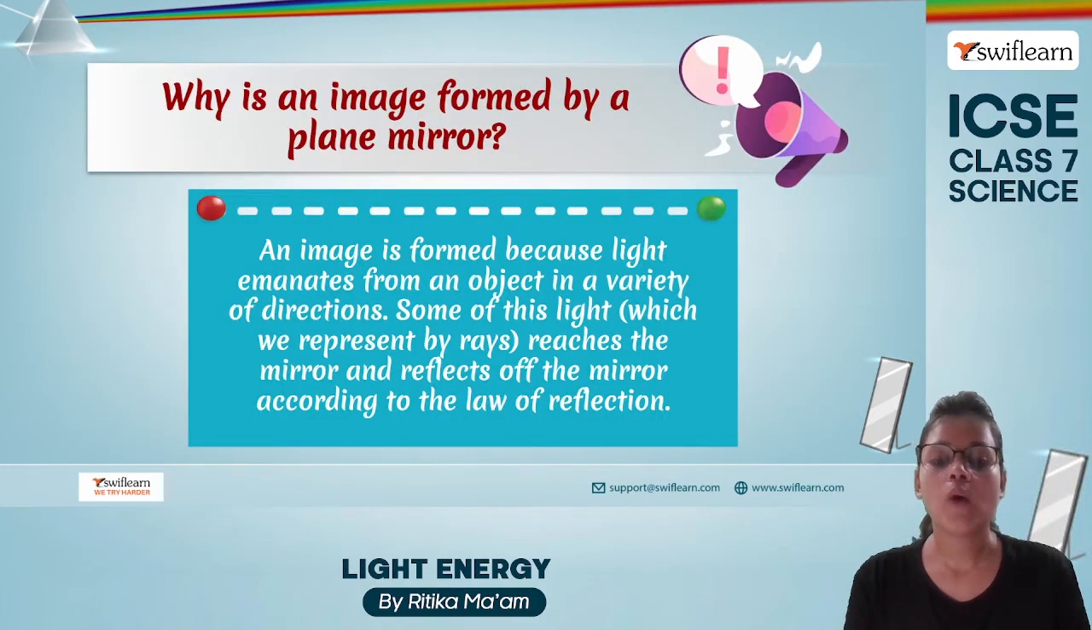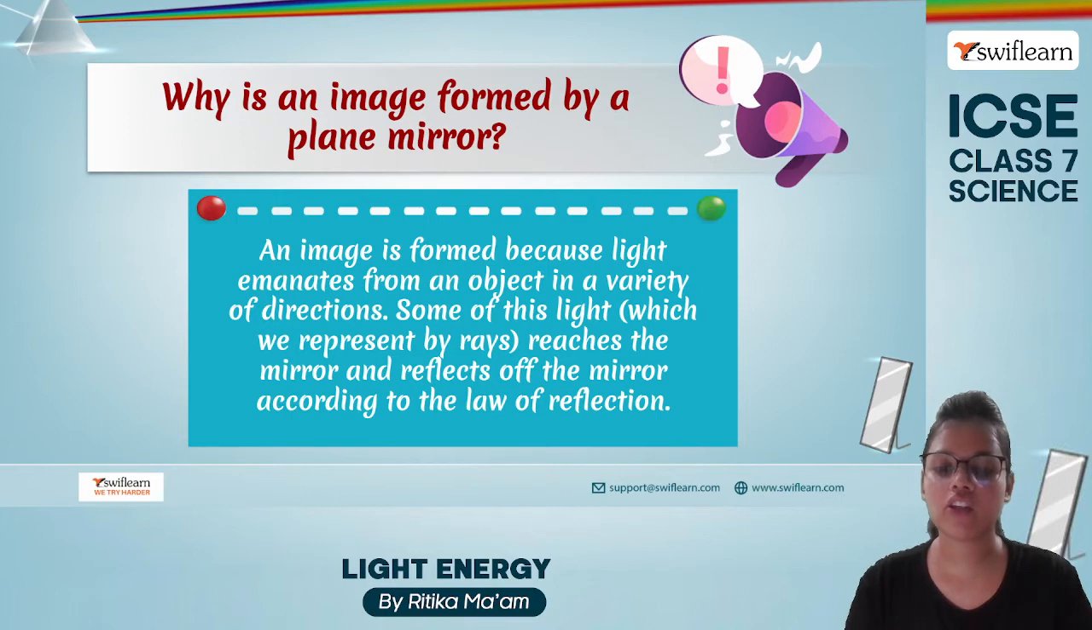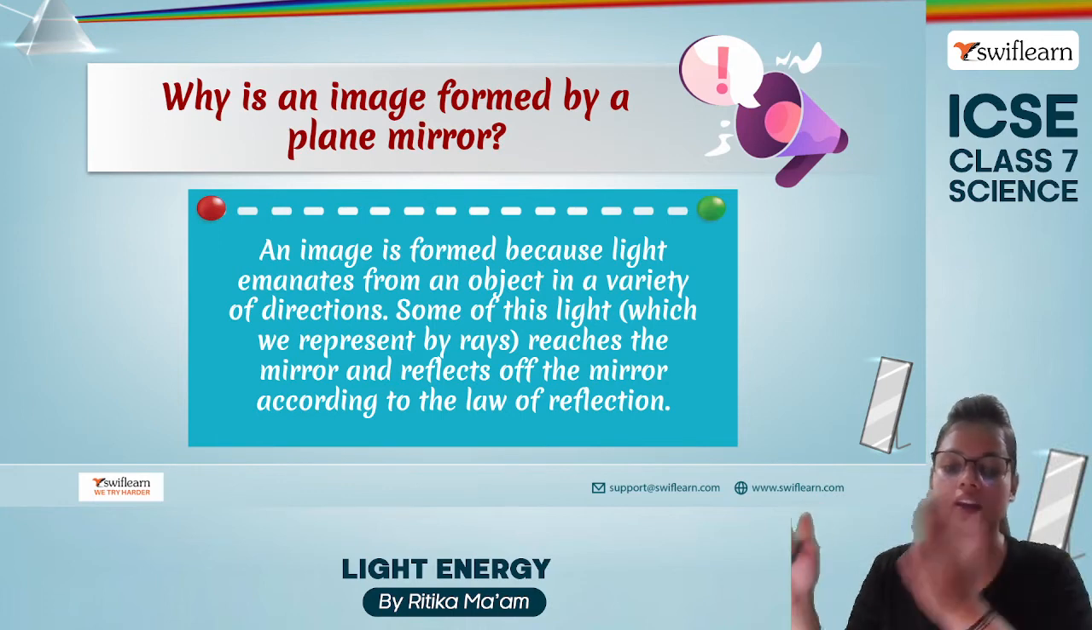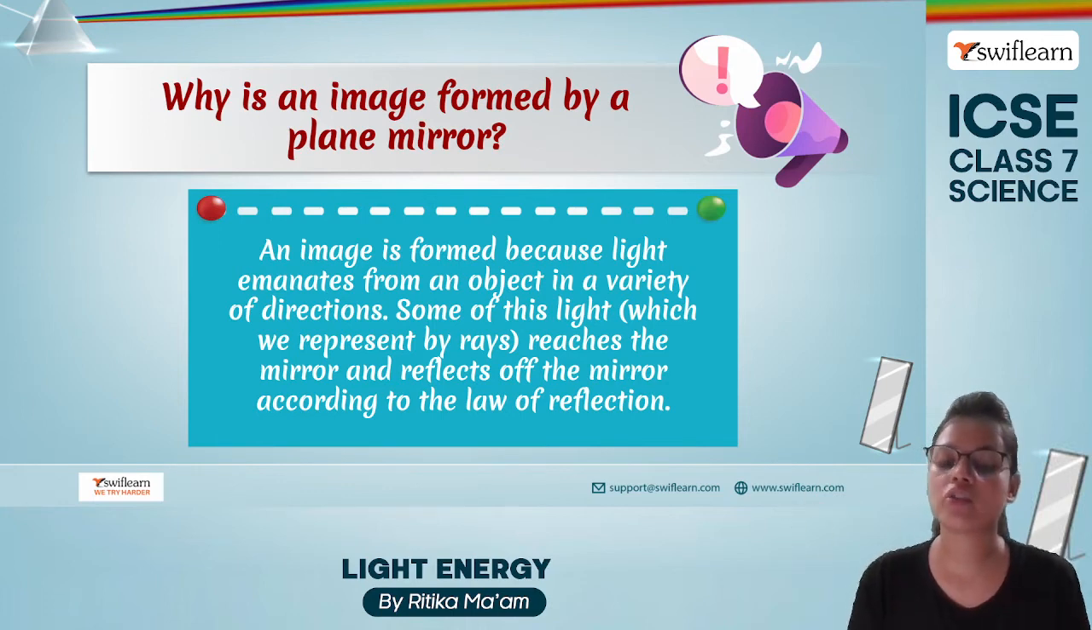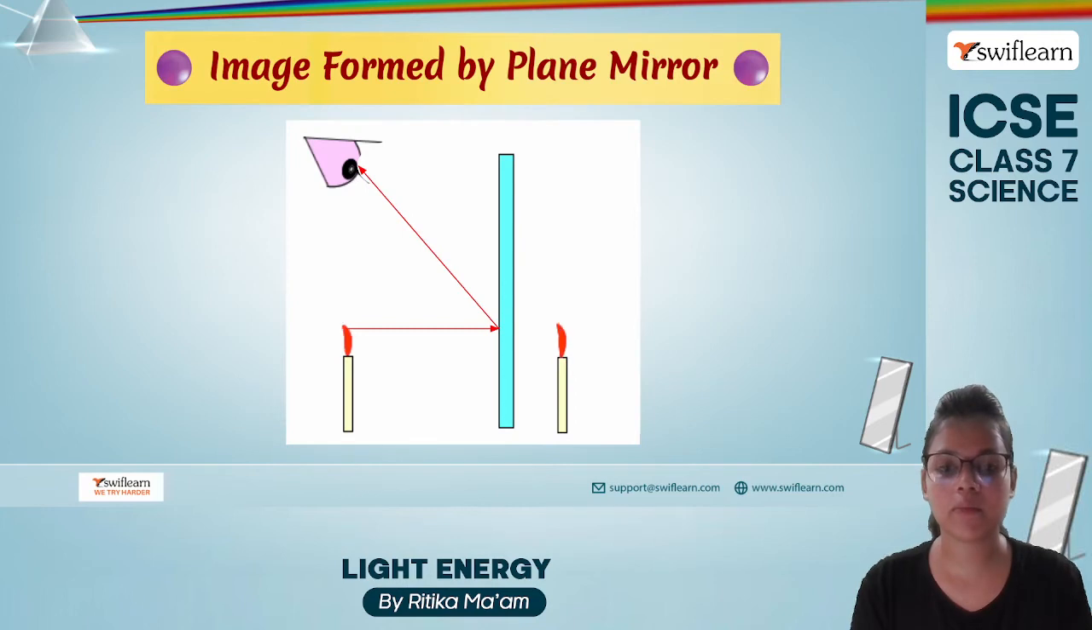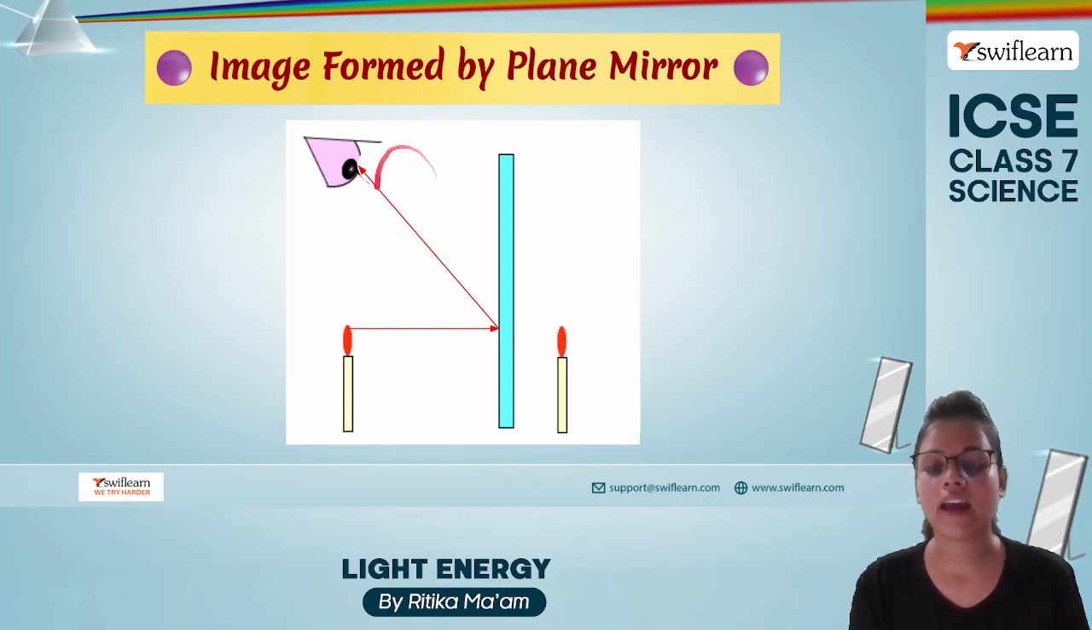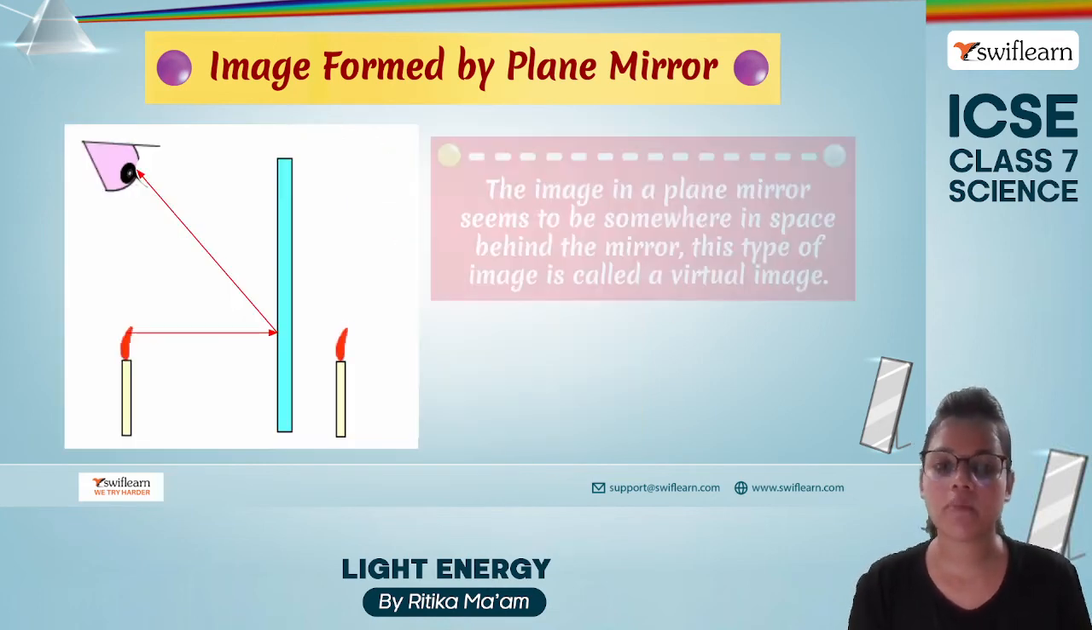Why is an image formed by a plane mirror? Because light gets out from any object in various directions, and some of the light rays reach the mirror and then reflect off the mirror according to the laws of reflection, and those rays reach our eyes, and that is why we are able to see any image. So the light ray has gone to the mirror, struck the surface, and reached our eyes, and that is why we are seeing the image.